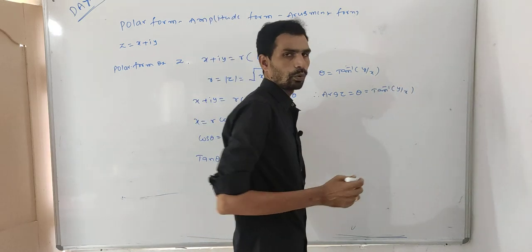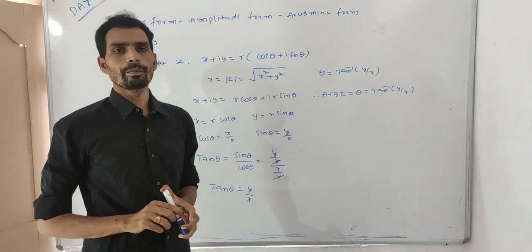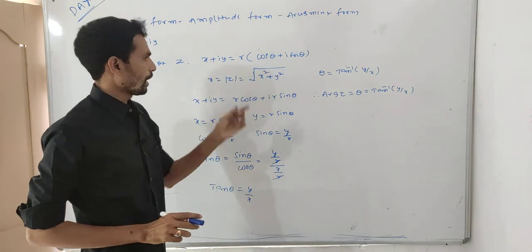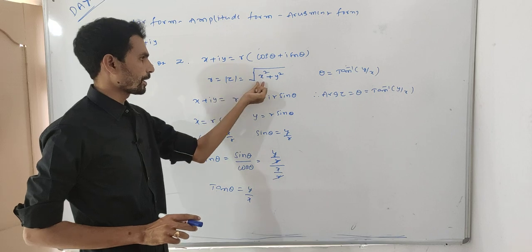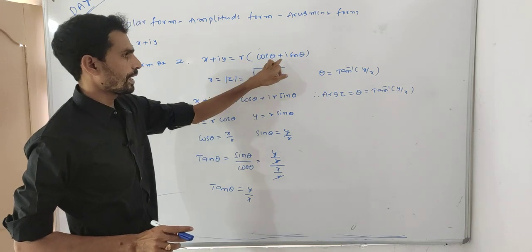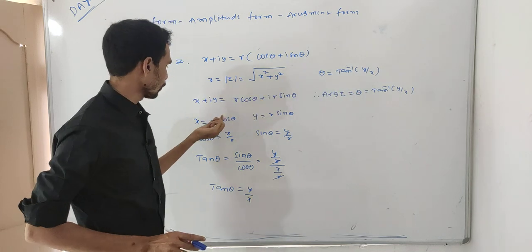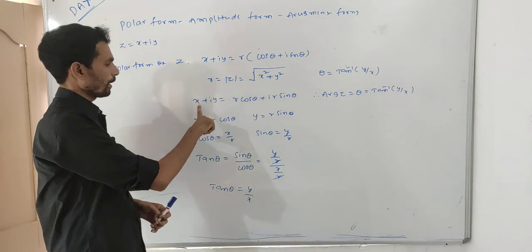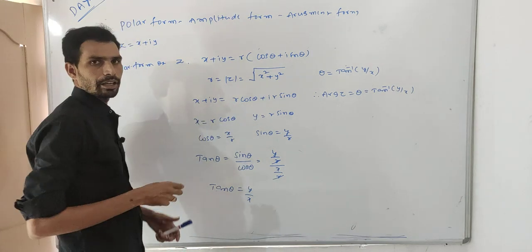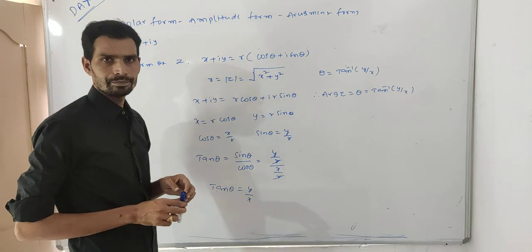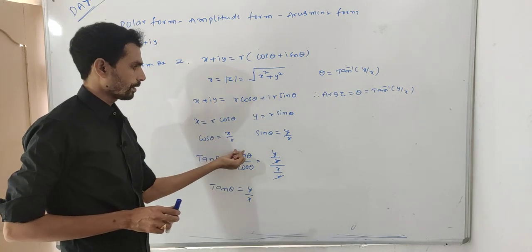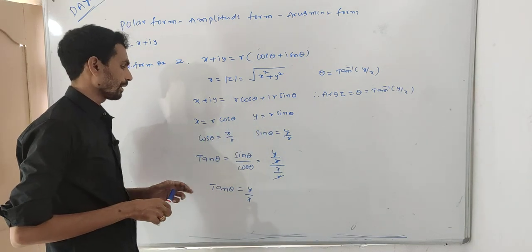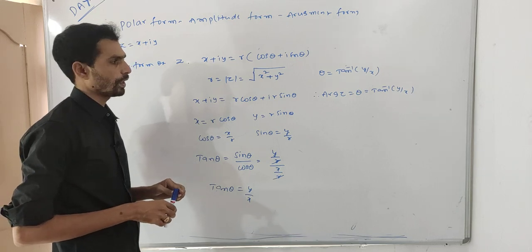Once again, I will repeat the total concept. The polar form of the complex number is x plus iy is equal to r of cos theta plus i sin theta. The r value is under root of x square plus y square. The theta value is tan inverse of y by x. Comparing both sides, the real part means x is equal to r cos theta, and the imaginary part means y is equal to r sin theta. Cos theta is equal to x by r and sin theta is equal to y by r. I want tan theta. Tan theta is equal to y by x. The theta is equal to tan inverse of y by x.